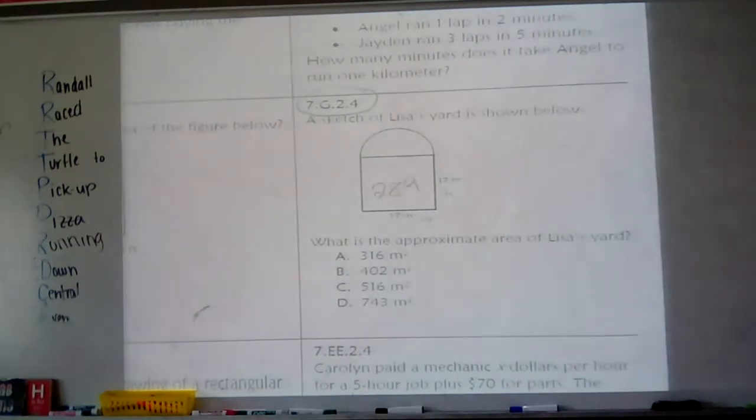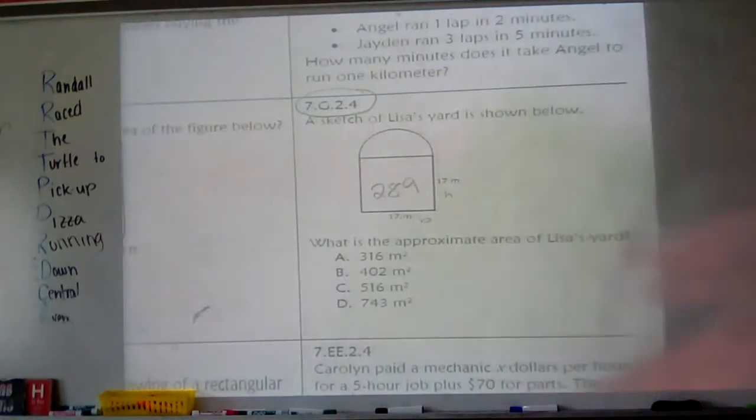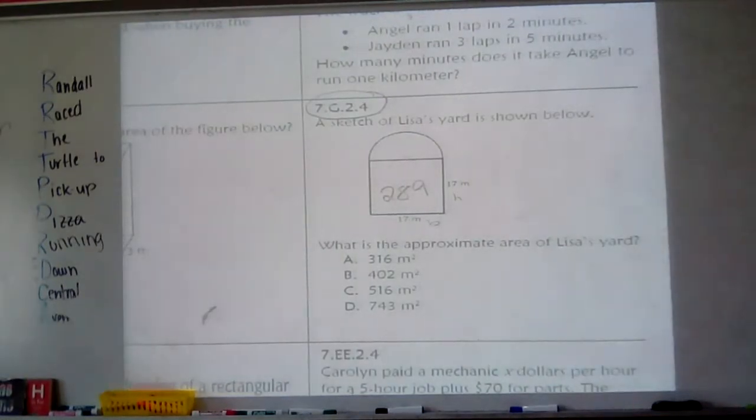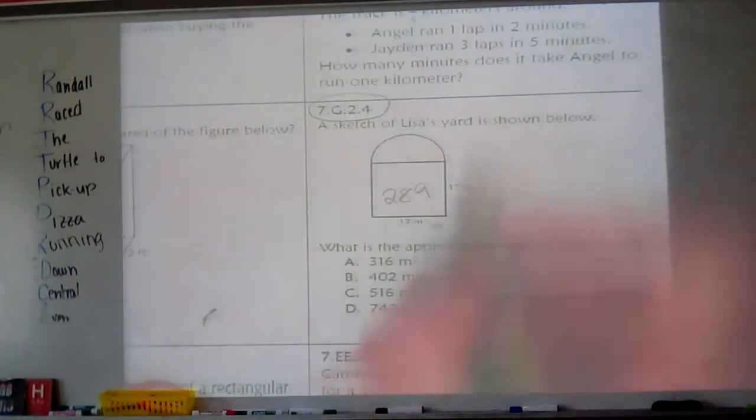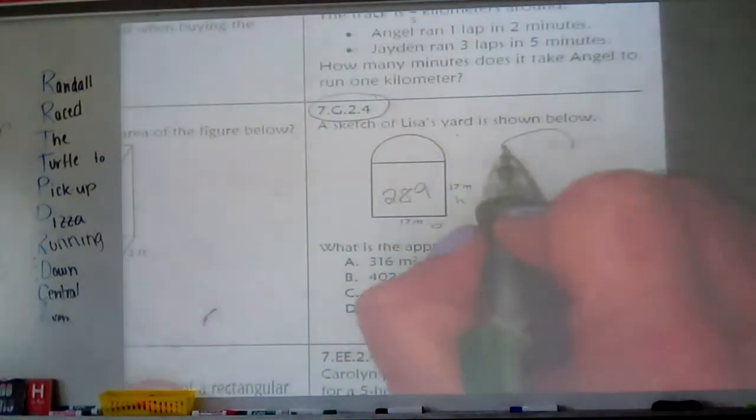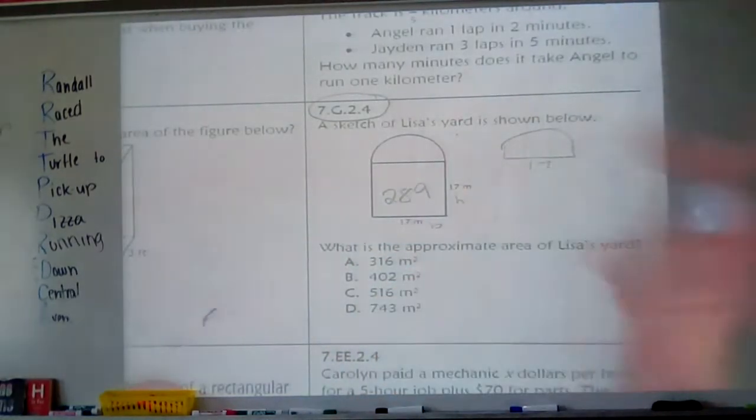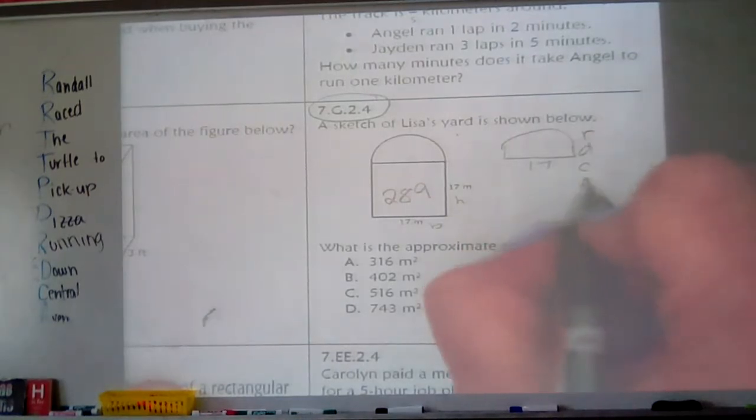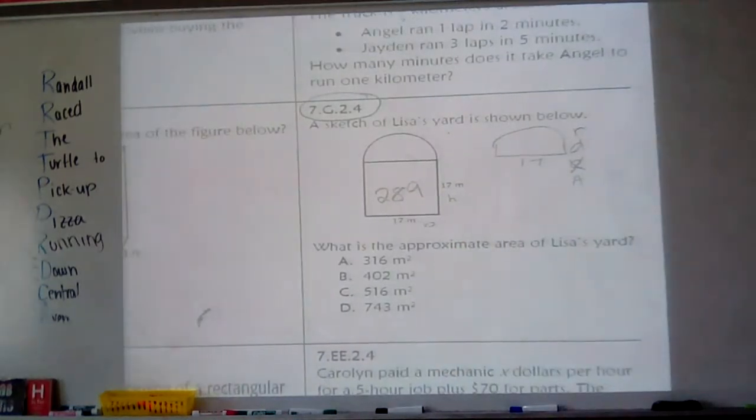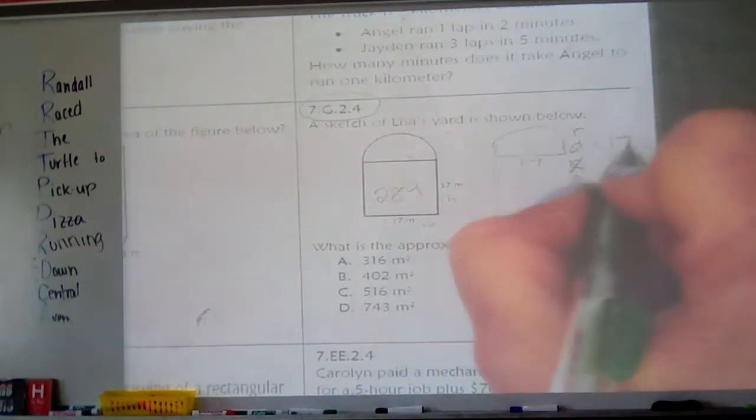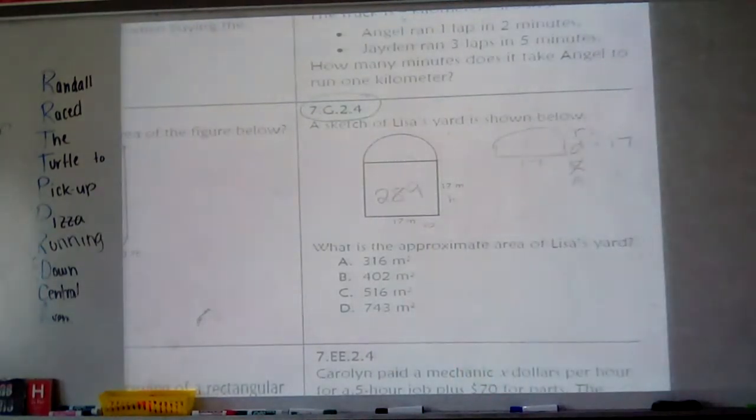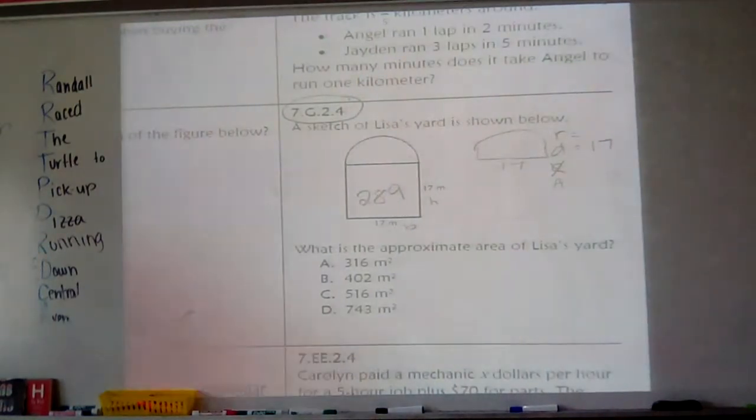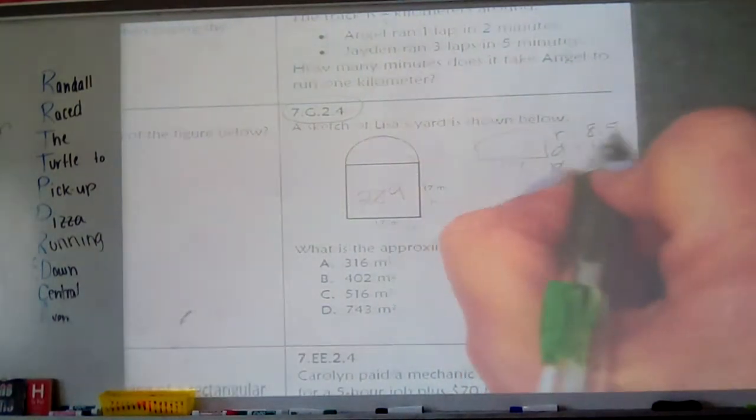Now, I have a semicircle. This always trips you up. My semicircle, I'm looking for the inside, the area. So I'm going to draw this over here on the side. I know that my diameter is 17. I'm not worrying about the circumference. So the diameter is 17. What would my radius be? If my diameter is 17, my radius is half of that, which would give me 8.5.